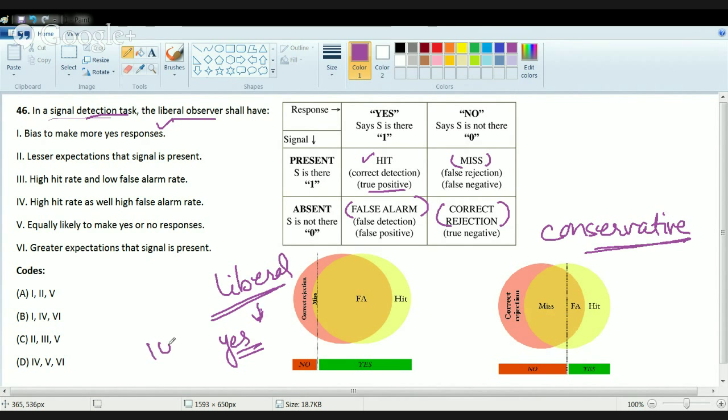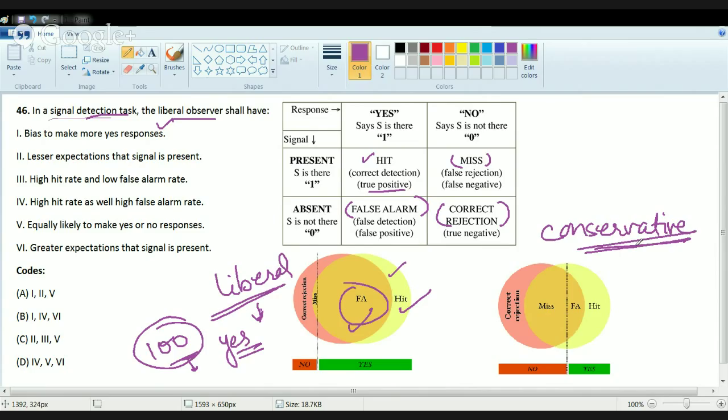For example, there are 100 questions asked in a test. They will say yes to almost everything. That means all the hits were correct and there were also a lot of false alarms, because there is no signal, but they said that there is a signal. There should not be any response on some of the questions, but they gave some response which was incorrect. So in this case, hit rate is high and false alarm rate is high.